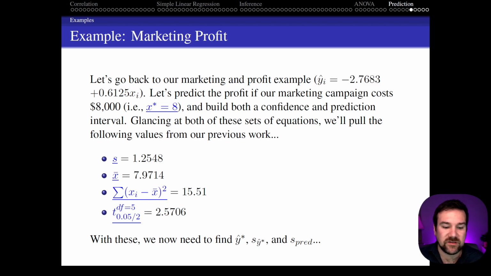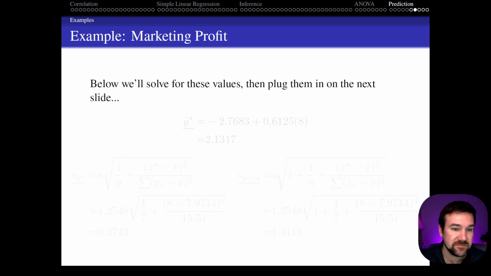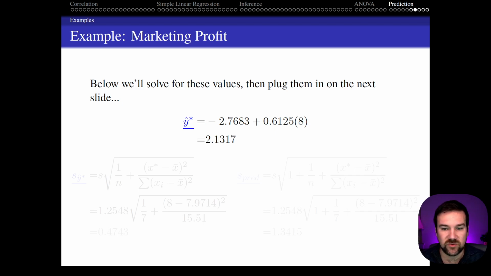All of these I've found previously, so I pull them from my previous work. With these, I now have to find 3 new values: y hat star, s sub y hat star, and s sub pred, which are my standard error of the confidence interval for prediction and standard error for prediction, respectively. Let's solve for these values. Y hat star is going to be 2.1317, and you'll notice that the 8 in parentheses is my x star value. I plug in my new x value, and my predicted y is 2.1317.